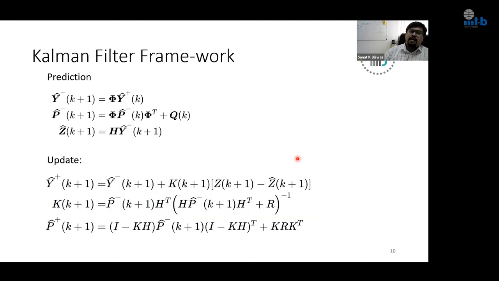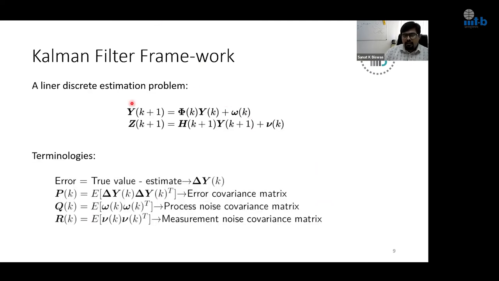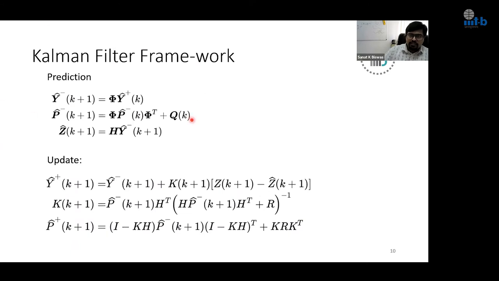Then the Kalman filter has two steps: one is prediction, and the other is update. In the prediction step, you use the dynamics that you already know, except for the noise, because we do not really know how much it is, so we somehow quantify its effect in the error covariance propagation.